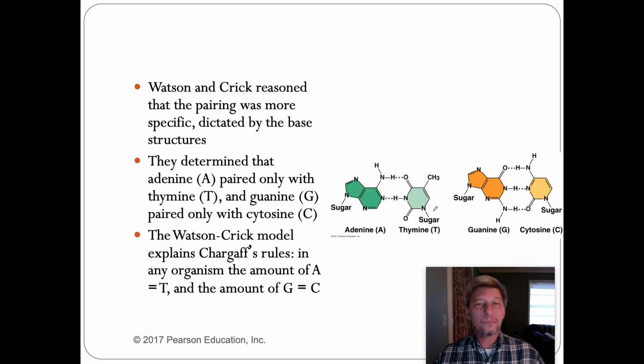All right, so Watson and Crick realized that the pairing was actually more specific, dictated by the structure of the bases, and realized that the reason you always got Chargaff's rule of equal amounts of adenine and thymine was because adenine and thymine were paired with one another. And the reason that you got equal amounts of cytosine and guanine was because cytosine and guanine always paired with one another. And that's shown, we now know today, to be because of the hydrogen bonds that you see here between the molecules. But that's why it works.